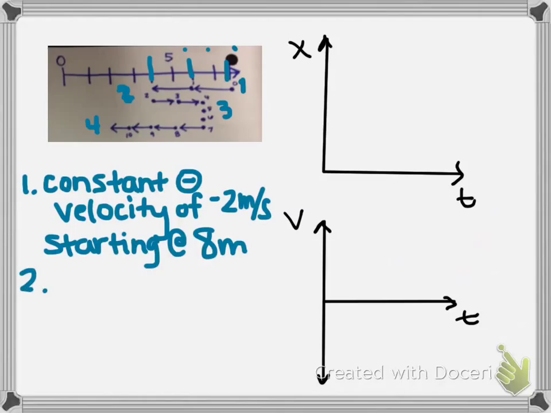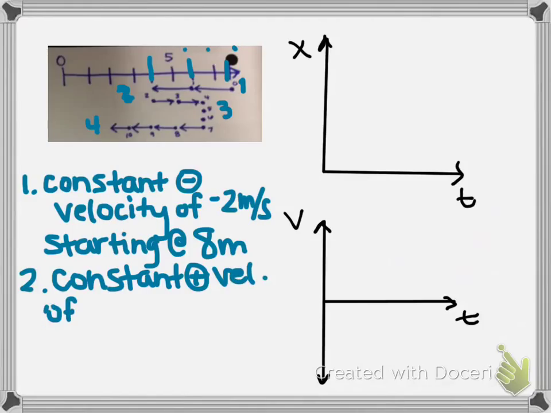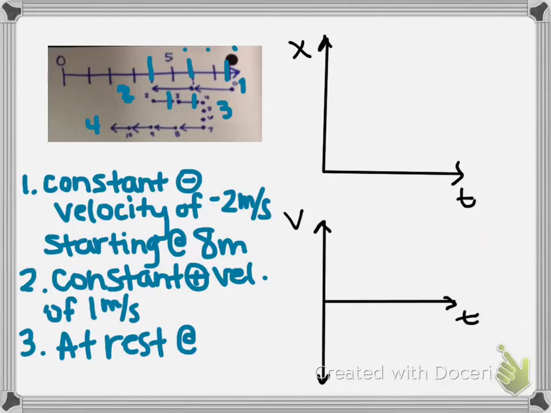Part 2, if I look here, my object is now going at a constant positive velocity, and if we look here, it's going up 1 every second, so that's 1 meter per second. Then section 3, we can see for 1, 2, 3 seconds we are at rest, and that would be at 6 meters.